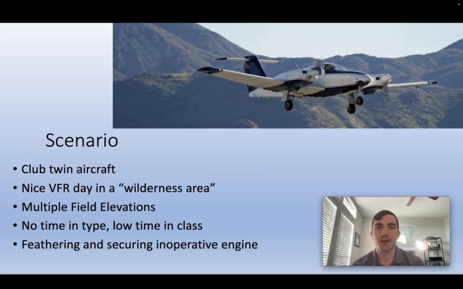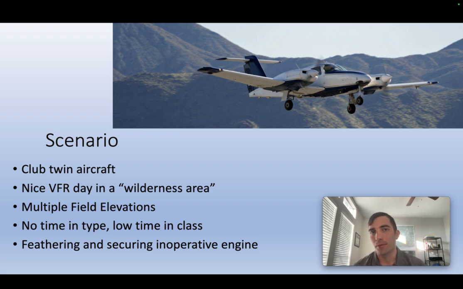So in this scenario, we're going to be flying our club's light twin that we have not flown before, so we're getting checked out in it. It's going to be a nice VFR day, and our mission today is to go to some rolling hills in our state. So in West Texas here, we're just going to be gallivanting around the Panhandle.